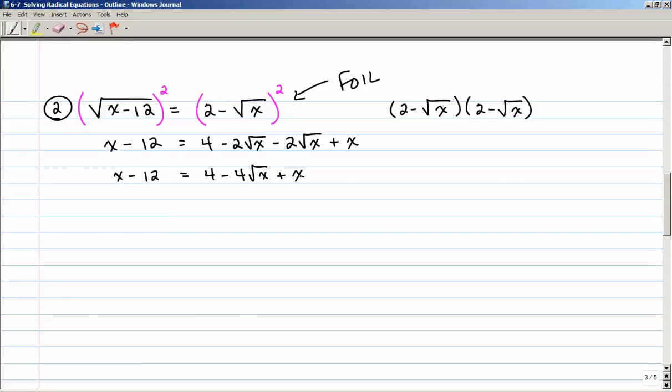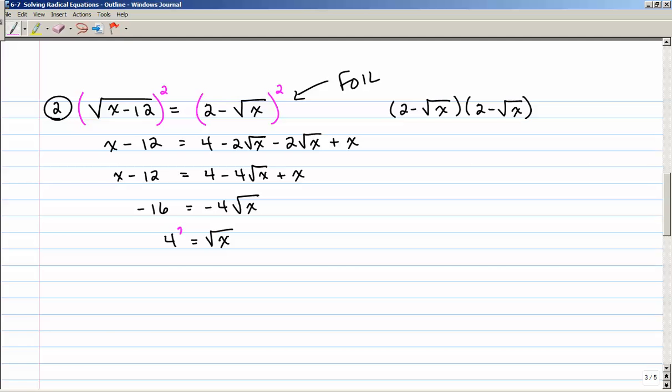So now I go back and I isolate the radical again. So I'll subtract 4 on both sides, and then subtract x on both sides. So when I subtract x on both sides, my x's cancel each other out. When I subtract 4, I get negative 16 is equal to negative 4 square root of x. Dividing both sides by negative 4, I get 4 is equal to the square root of x. Whoops, thinking ahead there, sorry.